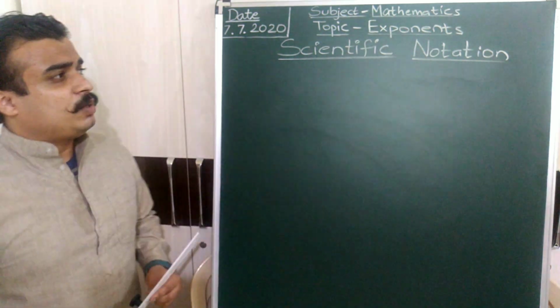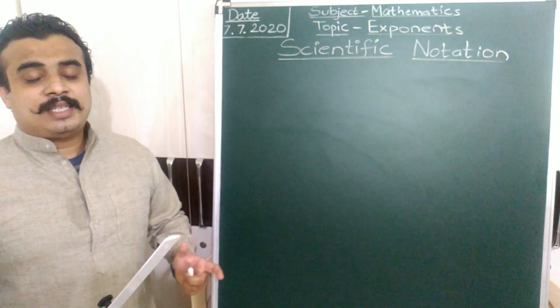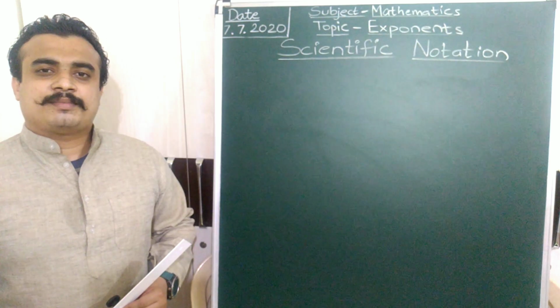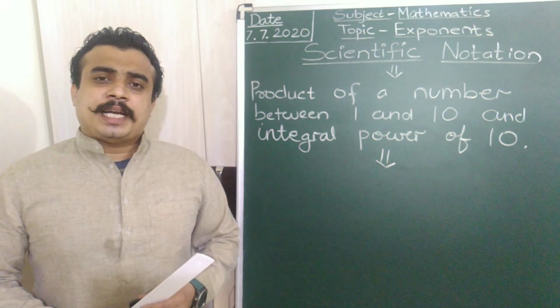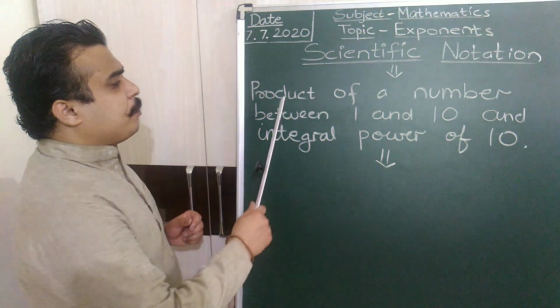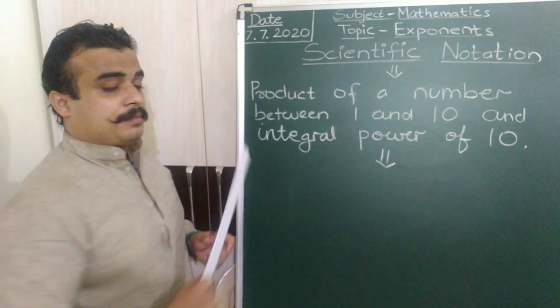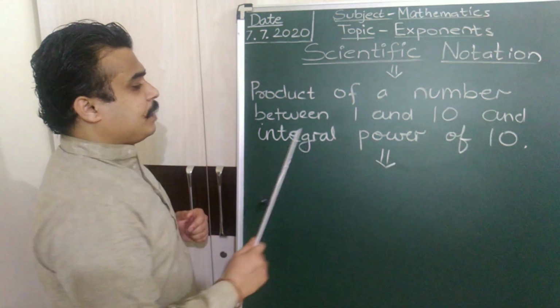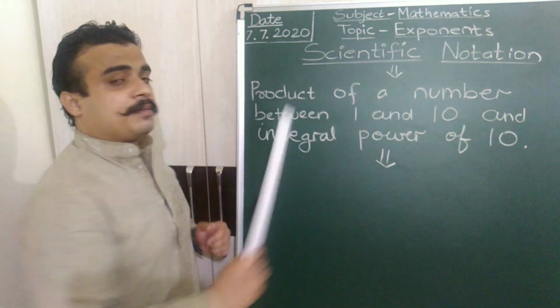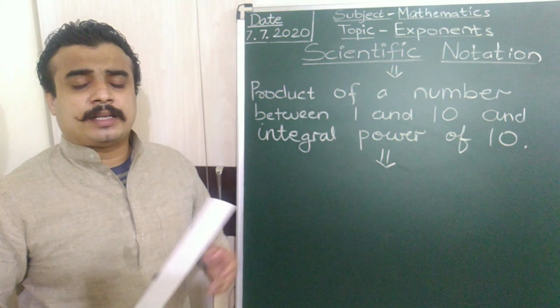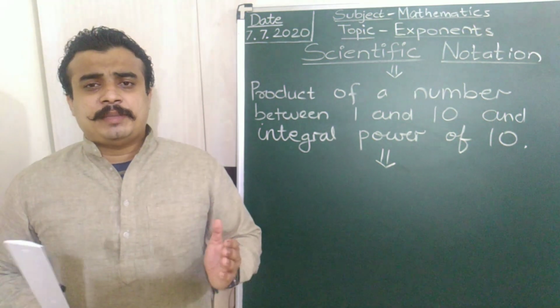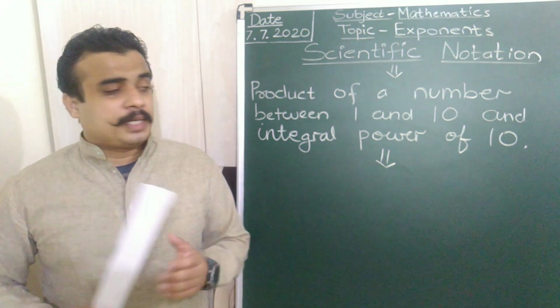Today we are going to learn about scientific notation. So let's see what we mean by scientific notation. Scientific notation means the product of a number between 1 and 10 and an integral power of 10. Let's understand this statement with the help of a simple format.